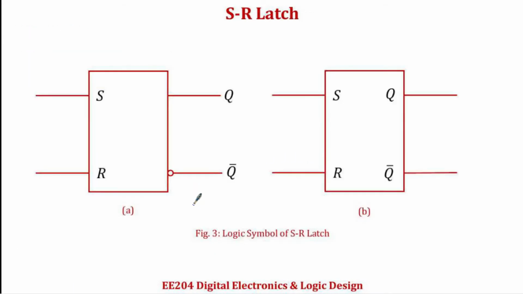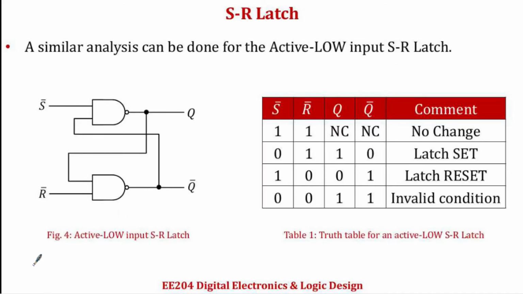You can see the logic symbol of an SR latch. There are two symbols. One is like this and the other one is like this. ഓരോ ബുക്കിലും ഓരോ രീതിയിൽ കണ്ടിട്ടുണ്ട്. Either one you can use in your exam or in your circuit, no issue. Now what we had seen till now was the active high SR latch. You can do a similar analysis on the active low input SR latch, wherein you will be using a NAND gate and you will get a truth table like this. You can verify it on your own.